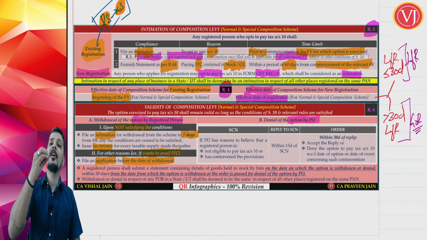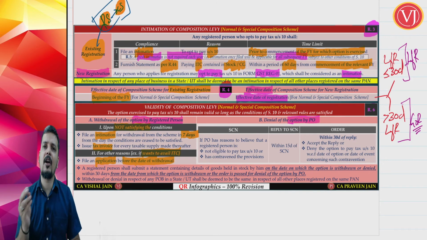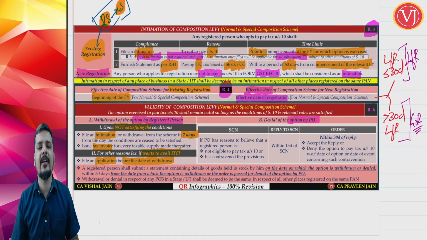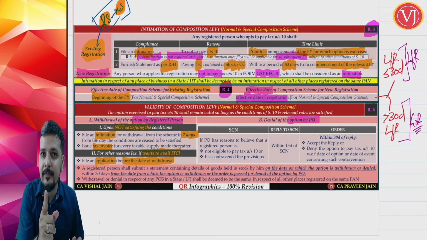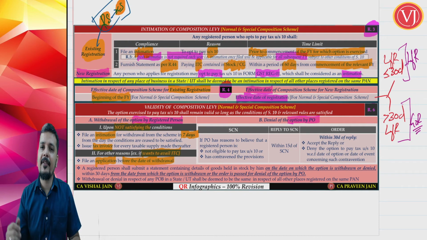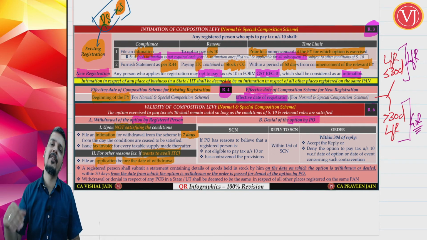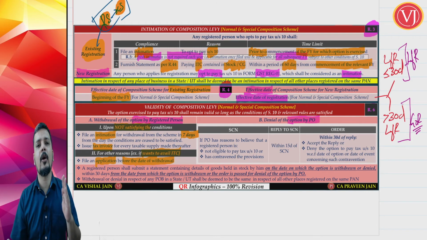Now I am telling you that whether or not he is giving intimation within 7 days, or say after 20 days or after 30 days, no worries. Whether or not he is giving intimation within the time of 7 days, he is outside the composition scheme right from the day he violated the condition. So if he has violated the condition on say 1st of October, whether he gives intimation by 8th of October or he is giving intimation on 20th of December, it doesn't really matter. He is outside the composition scheme right from 1st October.